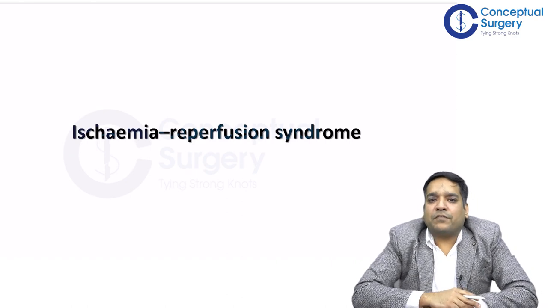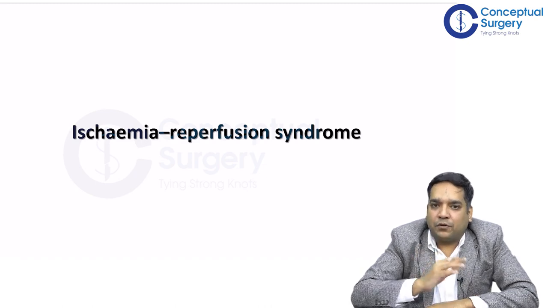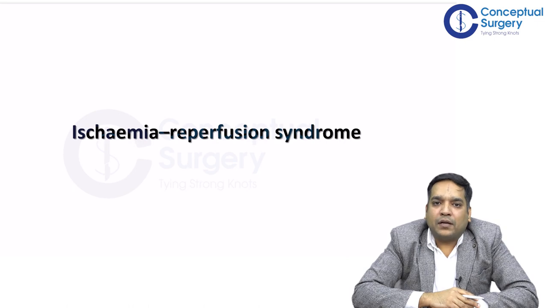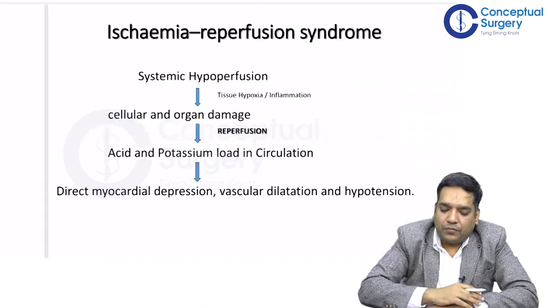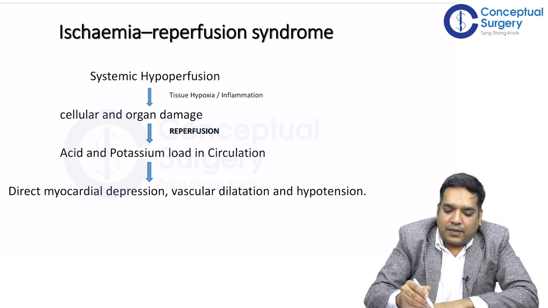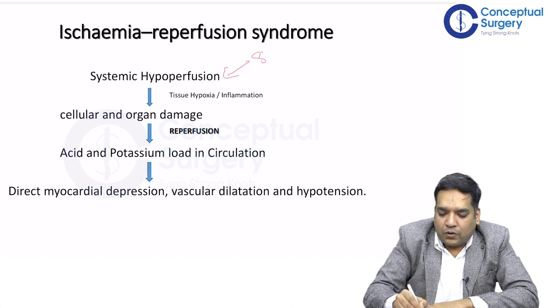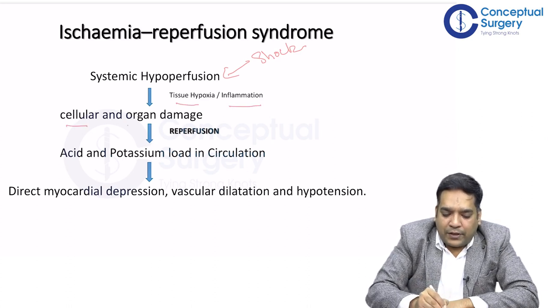So, now comes a very important topic, ischemia reperfusion syndrome. Guys, it is very important to know about this topic because you're going to see a lot of patients with this syndrome, right? And it is important to know about this so that you can avoid it, right? So, what is happening in ischemia reperfusion syndrome? There is systemic hypoperfusion due to shock. Because of this, there is tissue hypoxia and inflammation. So, this leads to cellular and organ damage, right?